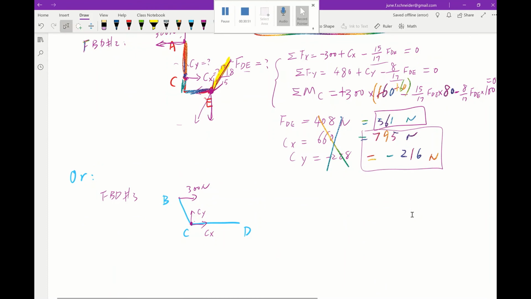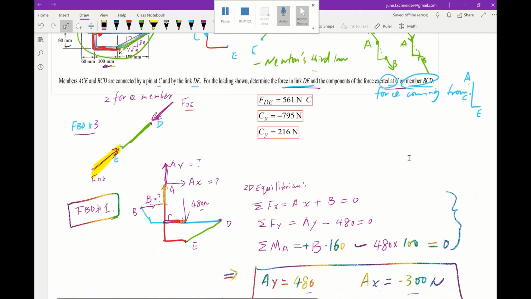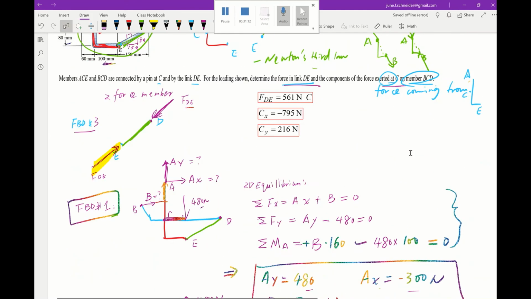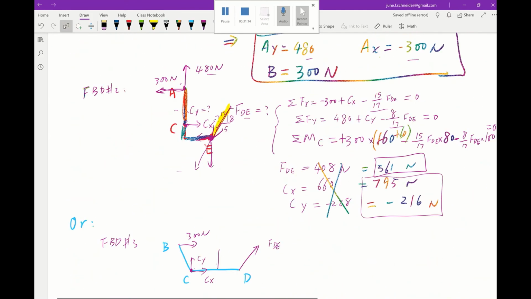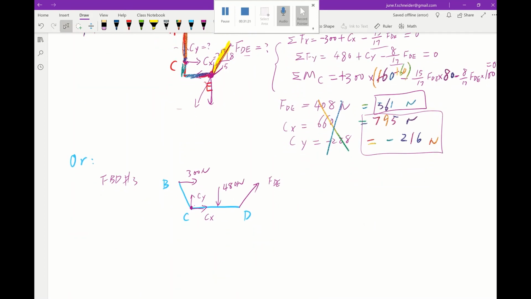Again, using Newton's third law, because we can look at this one. At D now, if FDE is applied at ED member this way, ED is going to be pushing it back at BCD upward, so it's going to be that direction. That's our FDE. Then we'll also have this external force, 480 Newton. So this is 2D equilibrium.